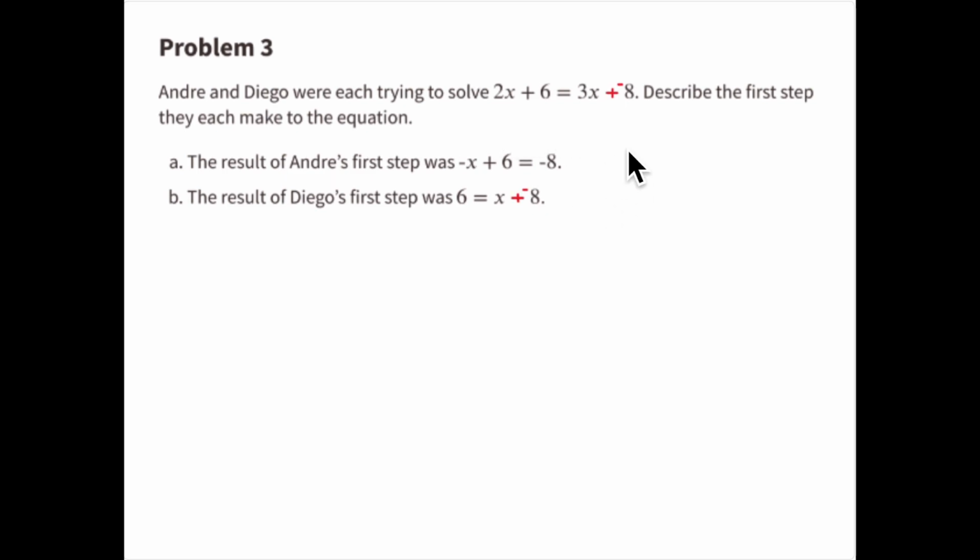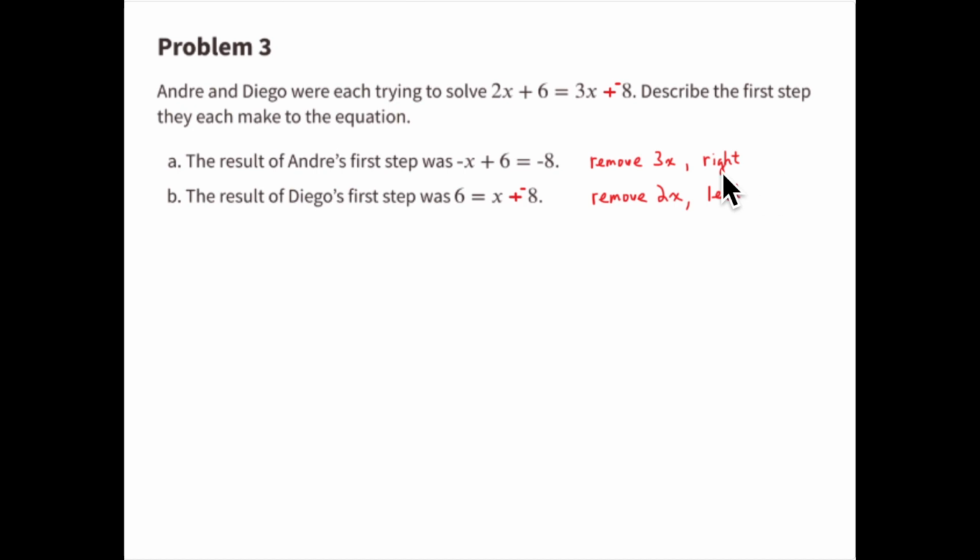First of all, I'm going to change that subtracting a positive 8 to adding a negative 8. So Diego's result is 6 equals x plus a negative 8. And notice that Andre's result is a negative 8 right here. So how does that become a negative 8? We'll see. So Andre's equation no longer has this 3x here. So he removed the 3x from the right side. Diego's equation no longer has this 2x on the left side. So he removed the 2x from the left side.